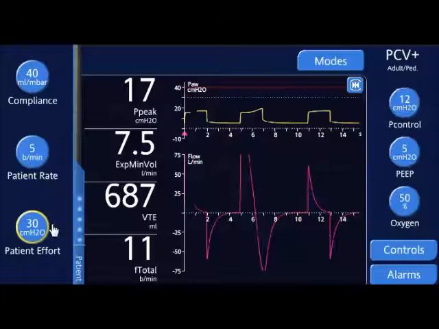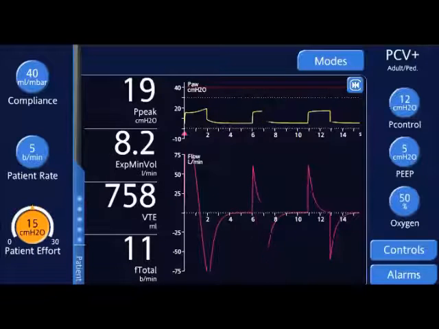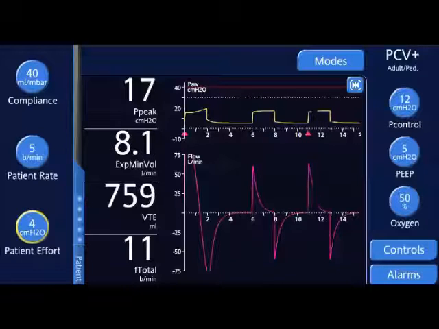So when my effort decreases, I'm going to go back down to 5 or 4. My flow rate's going to vary again to match my patient's demands.